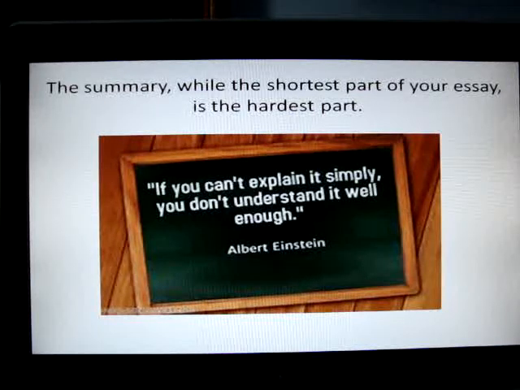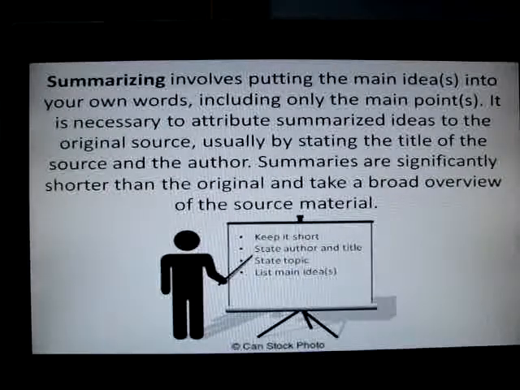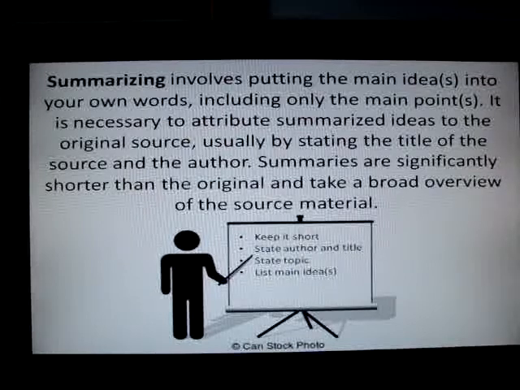So like here, as Albert Einstein said, if you can't explain it simply, you didn't understand it well enough. So you need to make sure that you really understand the article in order to be able to summarize it. Summarizing involves putting the main ideas into your own words, including only the main points. It is necessary to attribute summarized ideas to the original source. In other words, keep it short. Don't go crazy with details because they're not needed.